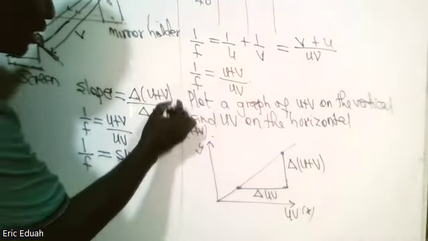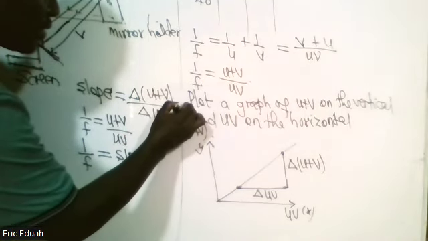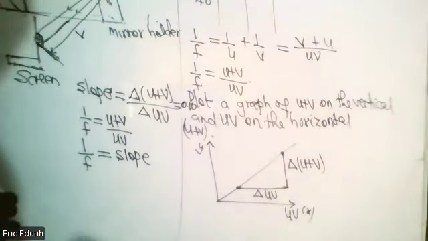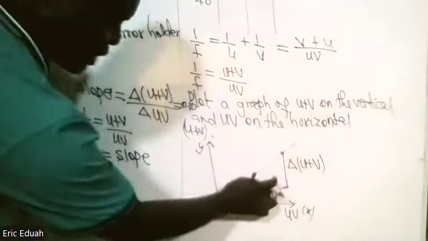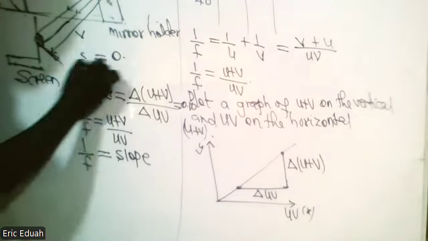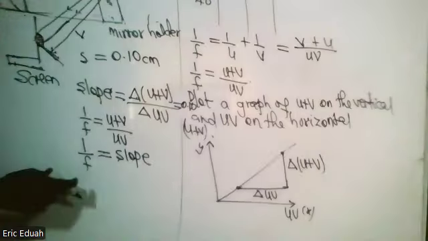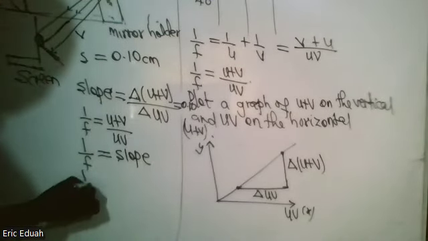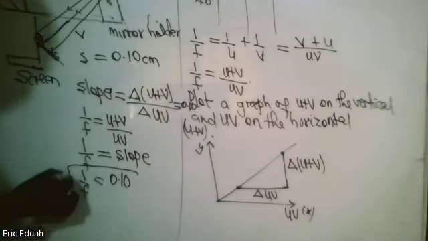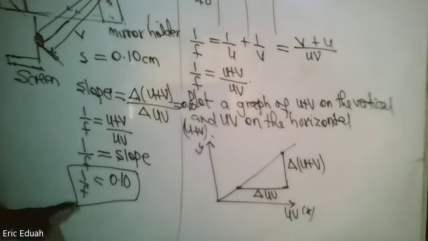Assuming this slope gave us a value of 0.1 centimeter. I'm assuming that when plotted, we had a slope S equal to 0.10 centimeter. If the slope is this, then it means 1 over F is equal to 0.10. Out of this, make F the subject.